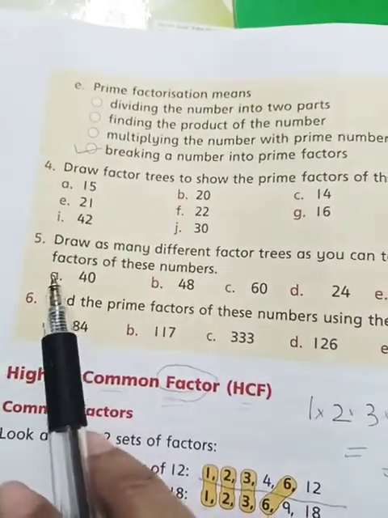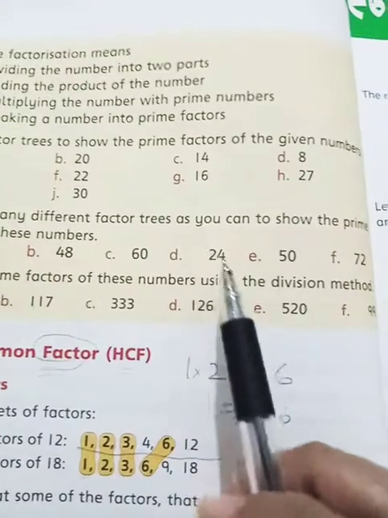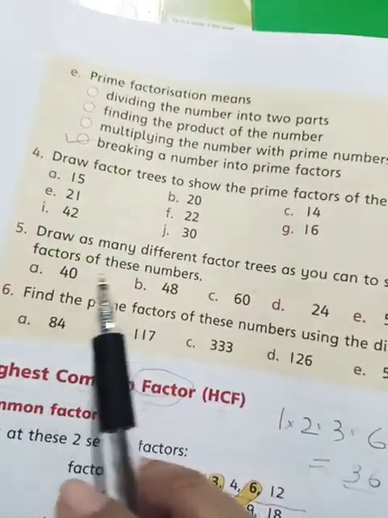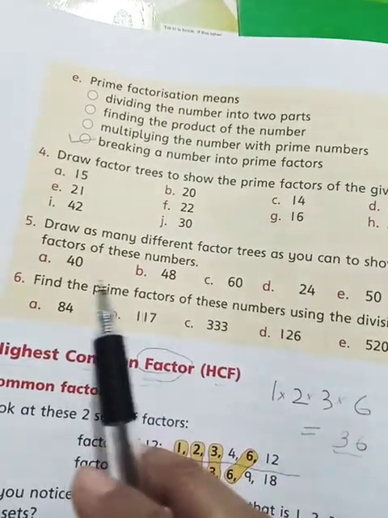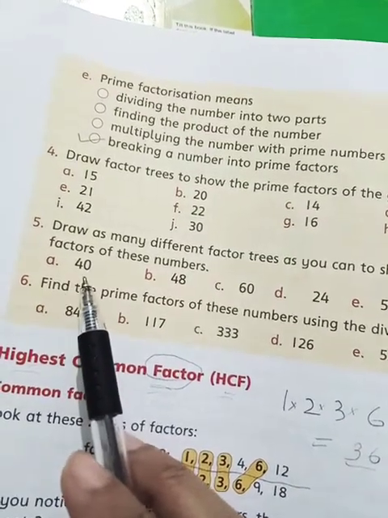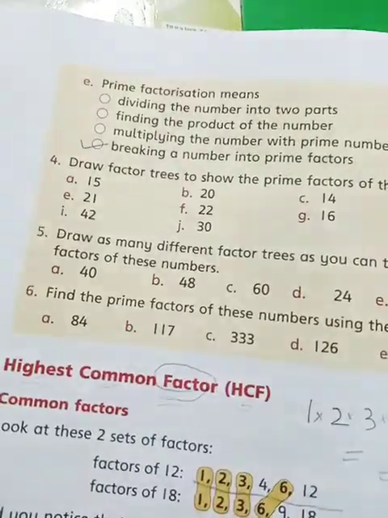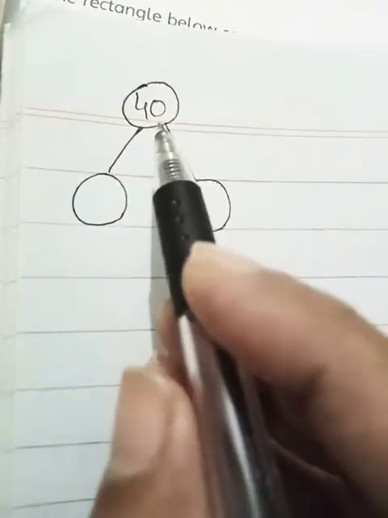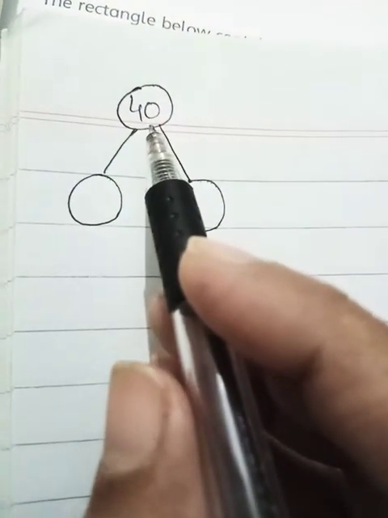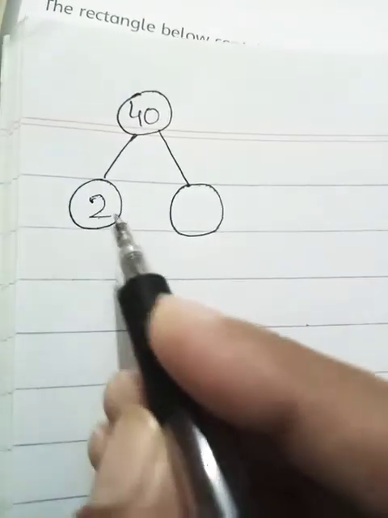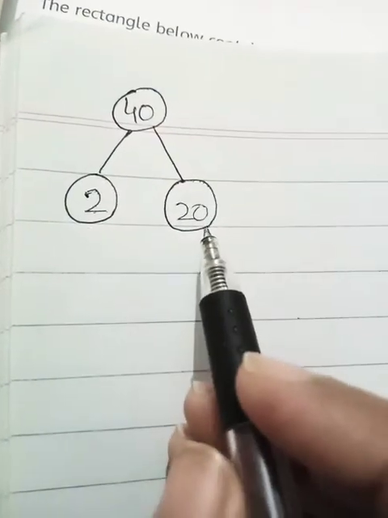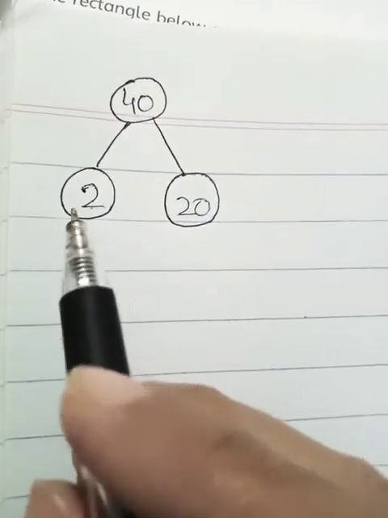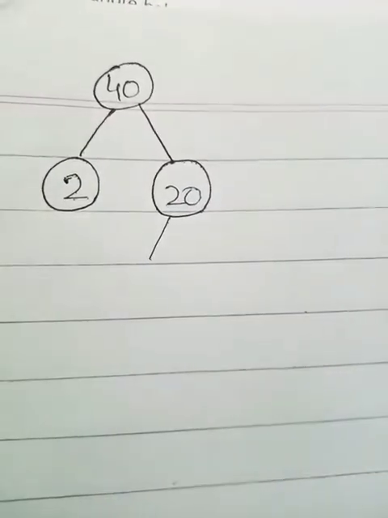Now come to question number 5. Draw as many different factor trees as you can to show the prime factors of these numbers. So these are the numbers and you can make different factor trees for each number. For example, let's see part number A, 40. So we have written 40 here. Now 40 is an even number, so we will start with 2. 2 2s are 4 and 2 zeros are 0. 2 and 20. 2 is a prime number, it means it is stopped here, but 20 is a composite number, so we will further divide it.